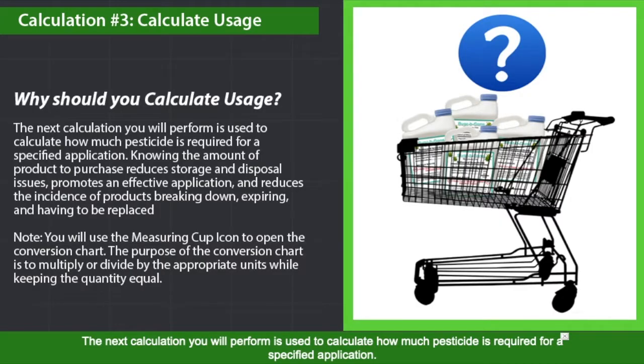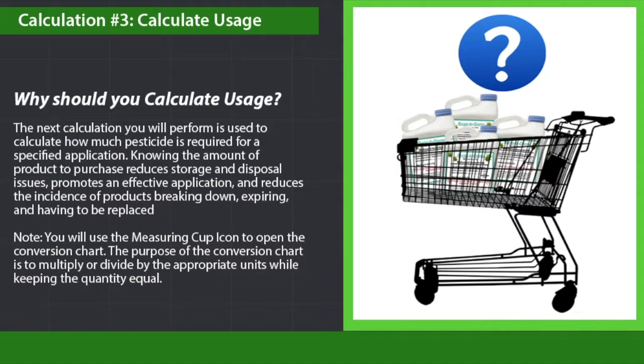The next calculation you will perform is used to calculate how much pesticide is required for a specified application. Knowing the amount of product to purchase reduces storage and disposal issues, promotes an effective application, and reduces the incidence of products breaking down, expiring, and having to be replaced.